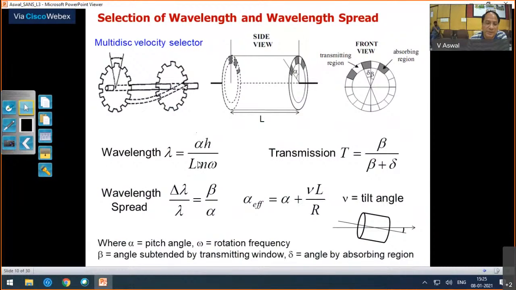That is typically used in the case of small angle neutron scattering. And then this is the transmission, so it depends on what is the angle subtended by your transmitting region.